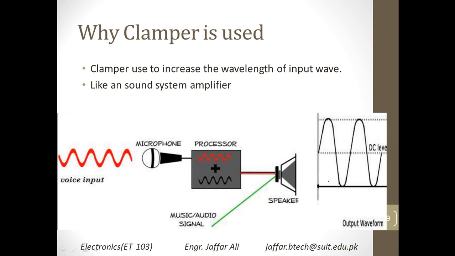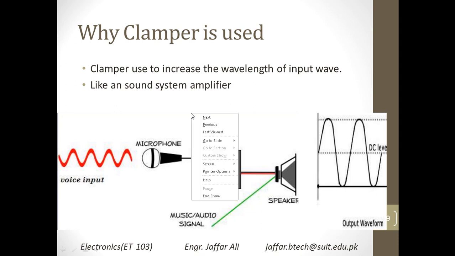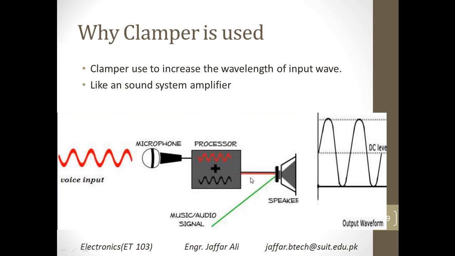So why do you need a clamper? Because in such applications where you need to amplify your signal or to enhance the performance of your signal, that is where you need to have a clamper. A clamper is basically used to increase the amplitude of the input wave. You see that we have basically increased the input wave, and it is mostly used in sound systems like amplifiers, etc., where you have to amplify the signal.